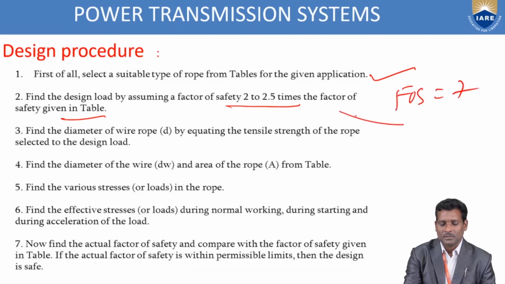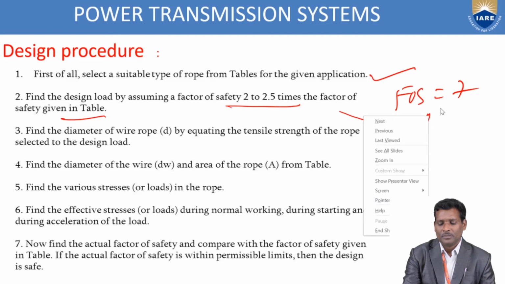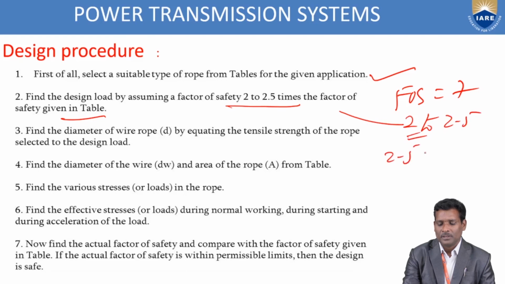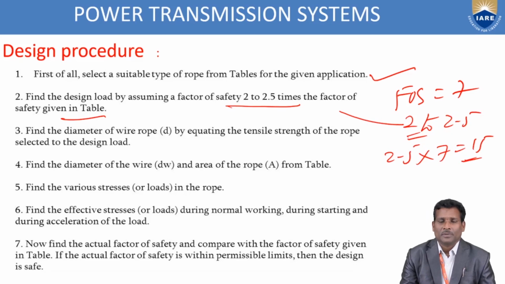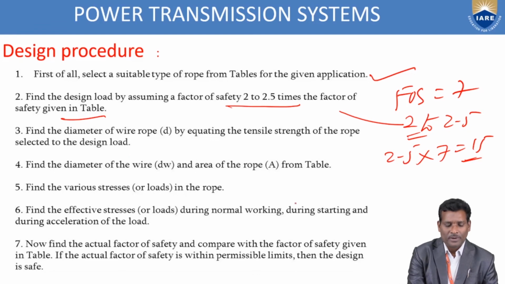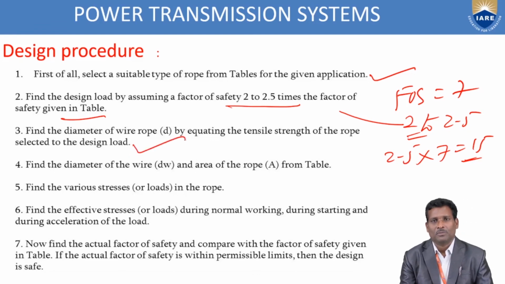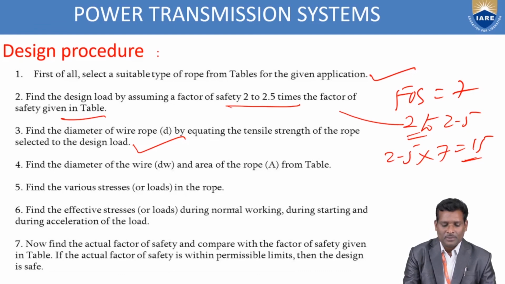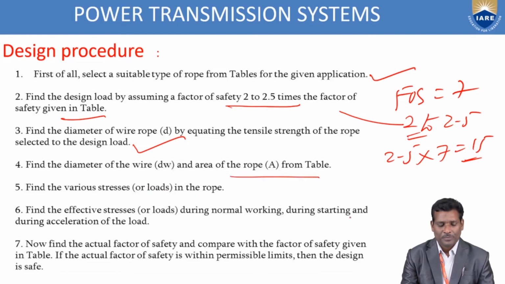In this problem solving, multiply by 2 to 2.5. Suppose we multiply the maximum value 2.5 with 7, we get about 15. Take this factor of safety value for all remaining calculations. The third step is to find the diameter of the wire rope, small d. The fourth is the diameter of the wire and the area of the rope from the table.